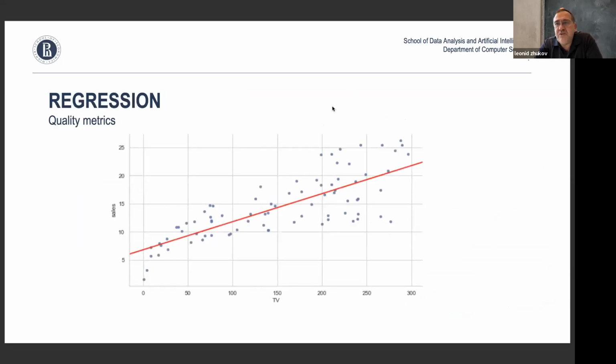So let's go back to regression, right? And if you think again about retail, there are a lot of things we can try to use regression for.